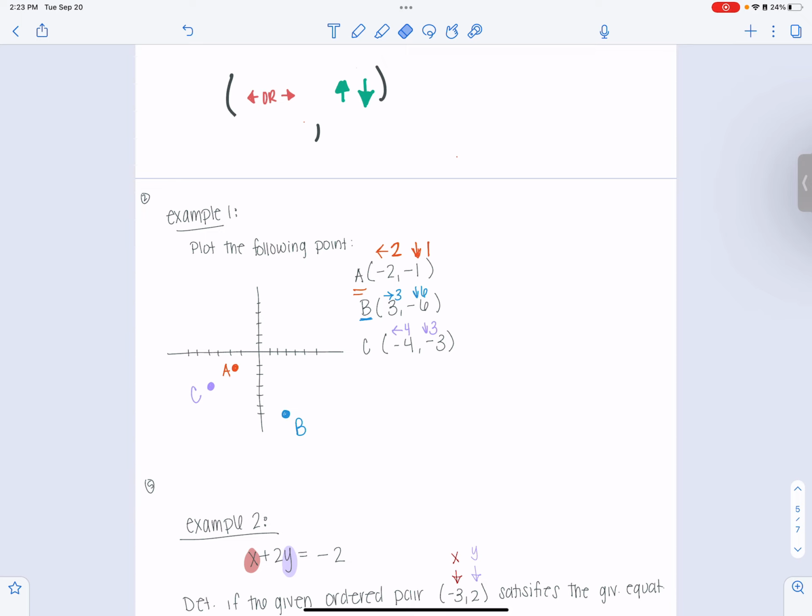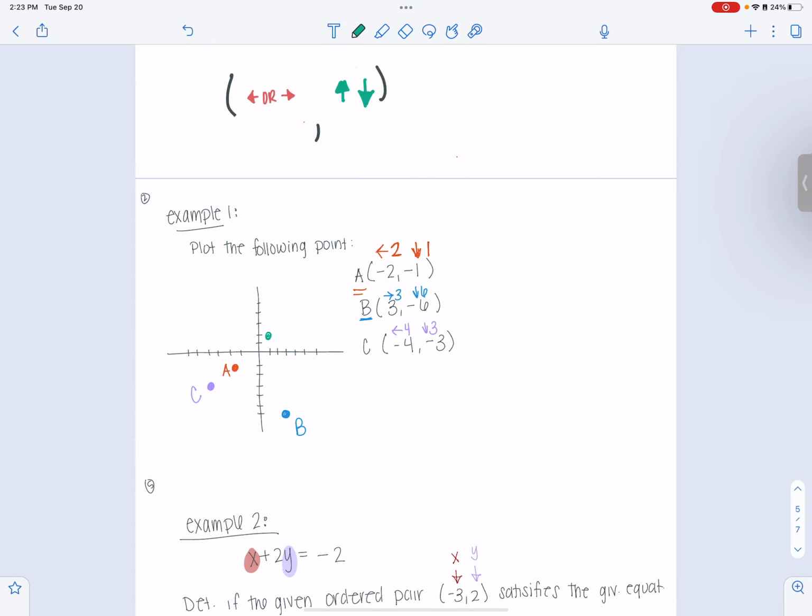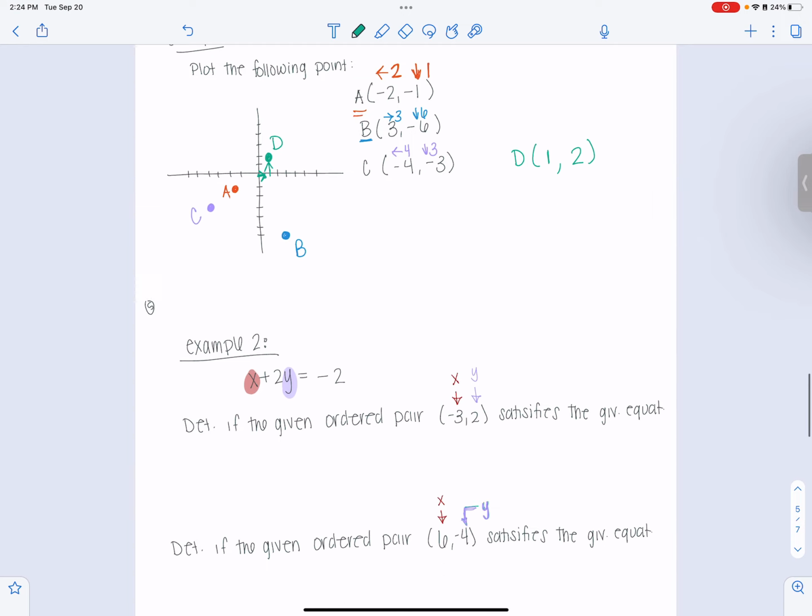You will be expected to go the other way. If you are given the points, you should be able to write that. So if I just did this point here and called that D, that would be associated with, I have to go left or right first. So right 1, so that's going to be a +1, up 2, +2. So that would be the point (1, 2). So you will need to be able to go both ways for that.